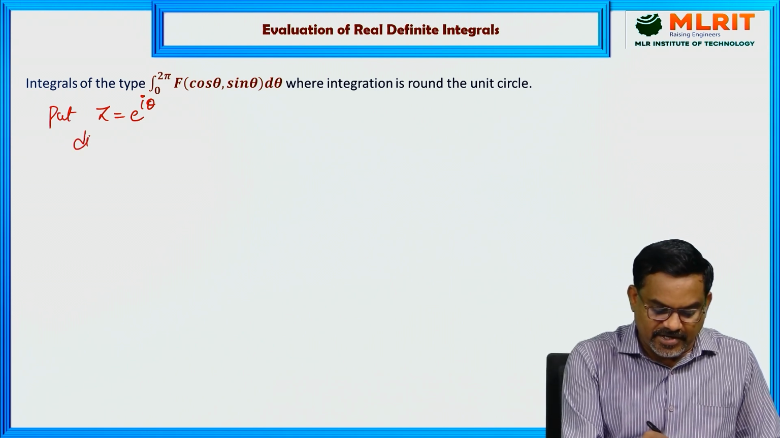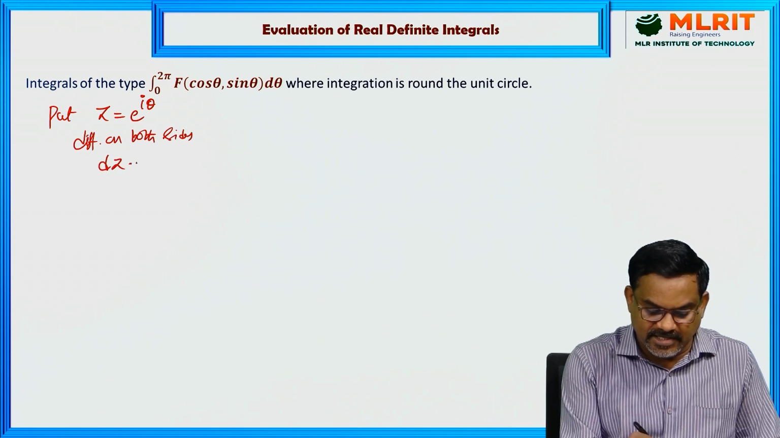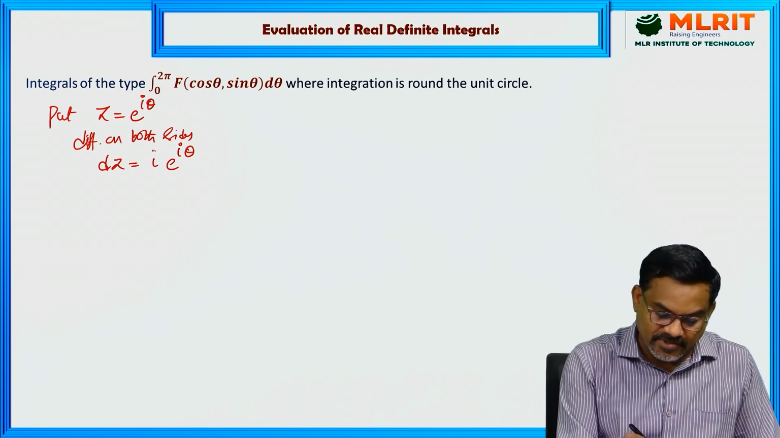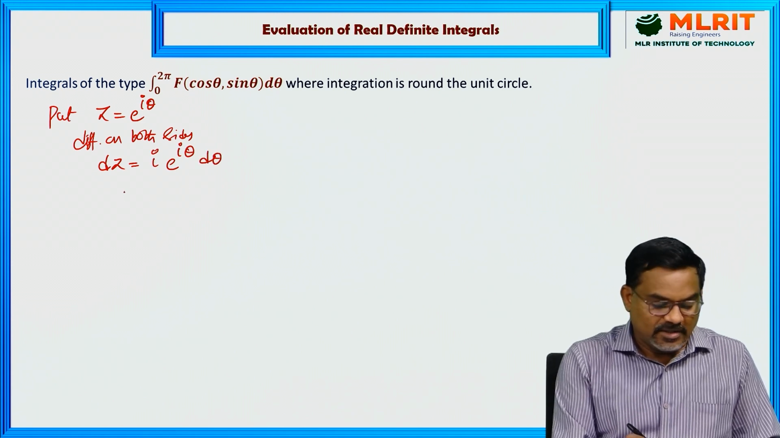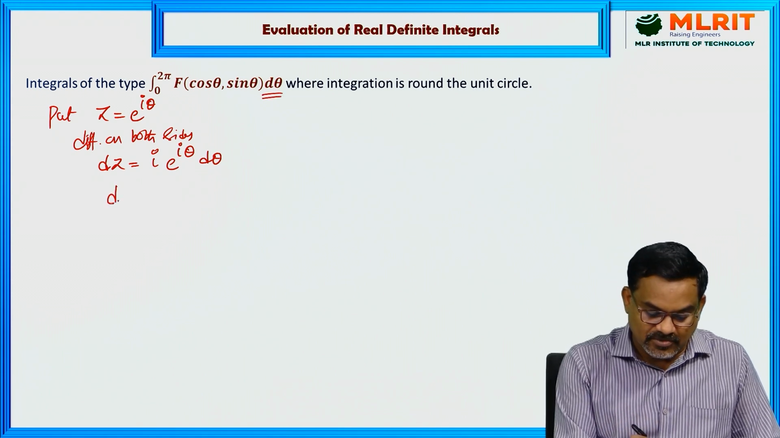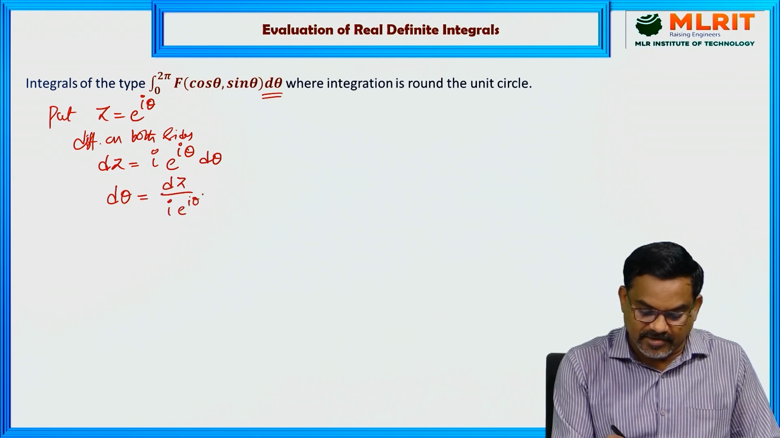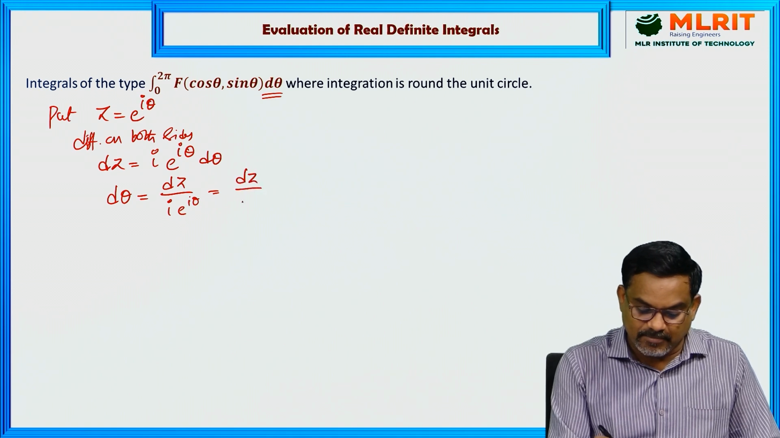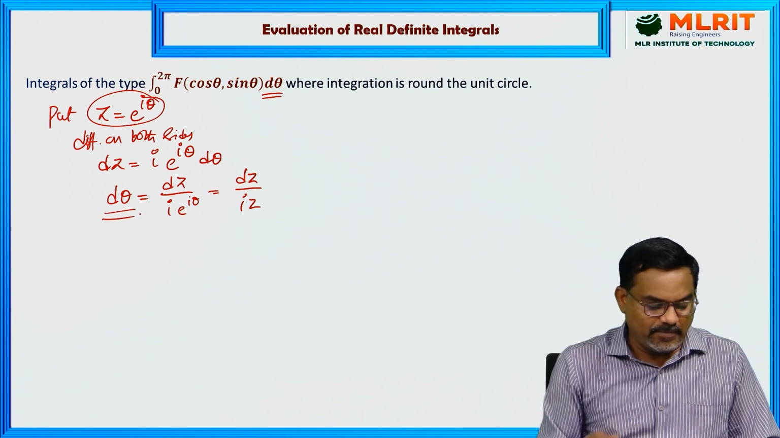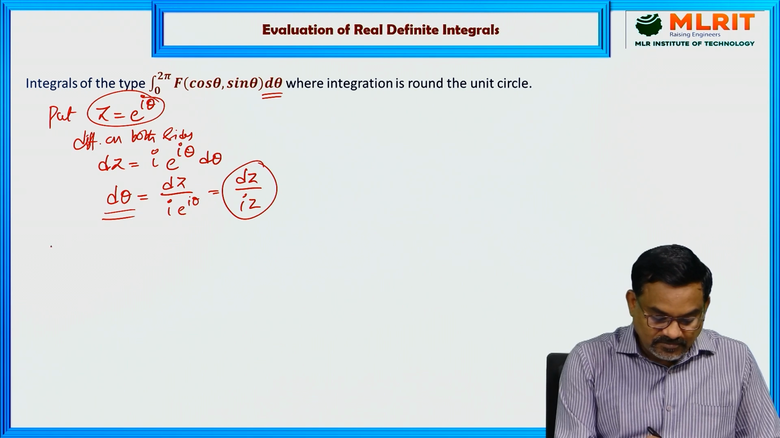Differentiating on both sides, we get dz equal to e power i theta times i d theta. Since the function is in terms of theta and here we have d theta, we need to transform d theta to dz. So d theta equals dz by i e power i theta, but e power i theta is z, so d theta equals dz by iz.